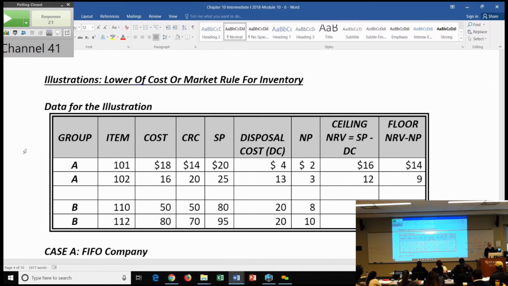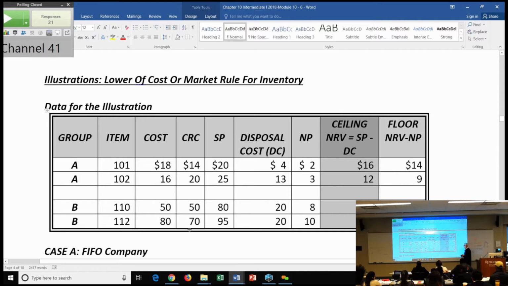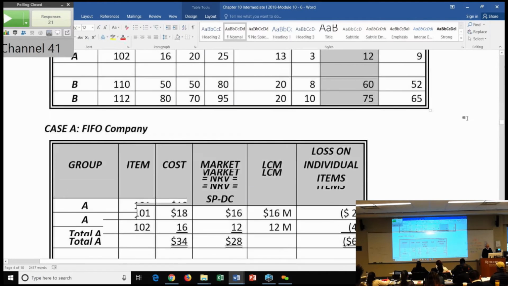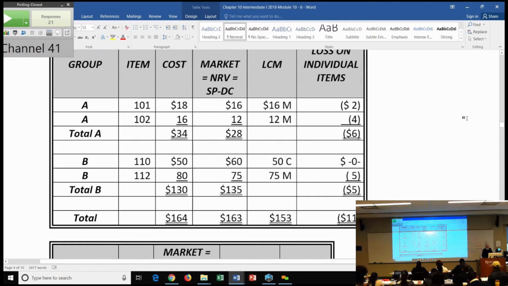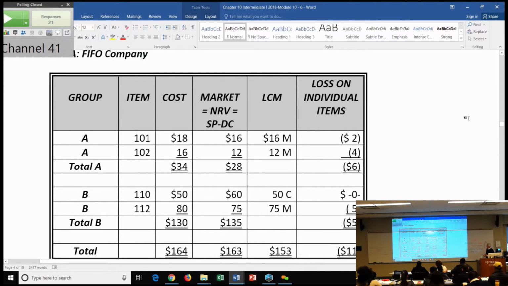So part A tells you, let's go to a FIFO company. If it's a FIFO company, what do you need? You only need the net realizable value, correct? Because there's no ceiling and floor for a FIFO or average cost company, you're only working with the net realizable value. So, in the computations, let's do them one at a time.